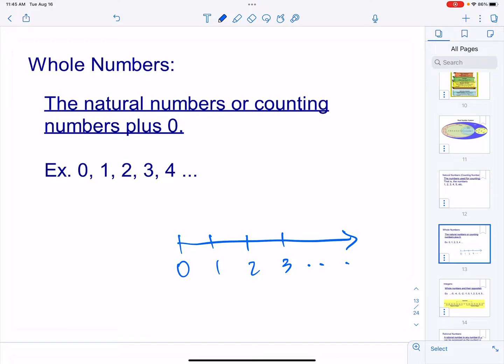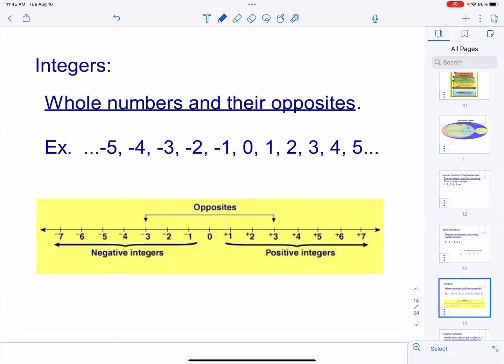But then you'll notice that half of that number line is missing. Well, that's when we bring in the integers. And integers are the whole numbers and their opposites. So this part over here on the right-hand side of that number line, those are called our whole numbers. The 1, 2, 3, 4. Well, when we have both sides of that number line, we call those whole numbers the positive integers.